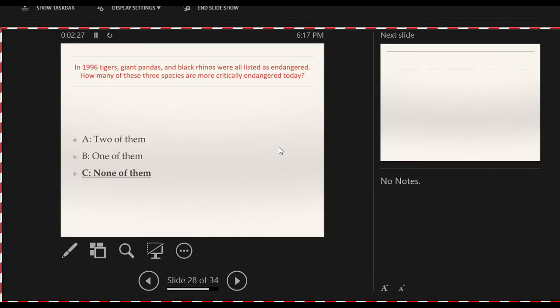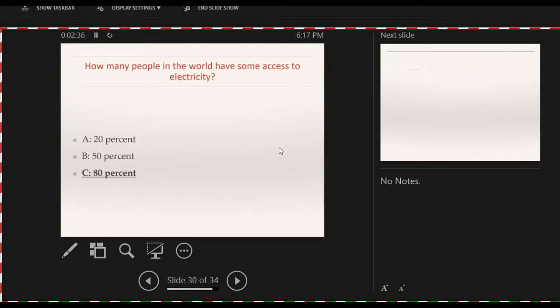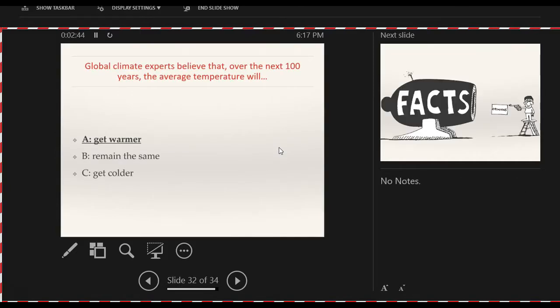Okay. And in 1996, tigers, giant pandas, and black rhinos were all listed as endangered. How many of these 3 species were critically endangered today? None of them. And how many people in the world have access to some form of electricity? 80%. 80% of the world has some access to electricity. And then the gimme that I think all of you would get is global climate experts believe that over the next 100 years, the average temperature will get warmer. And that's the one that everybody seems to get.